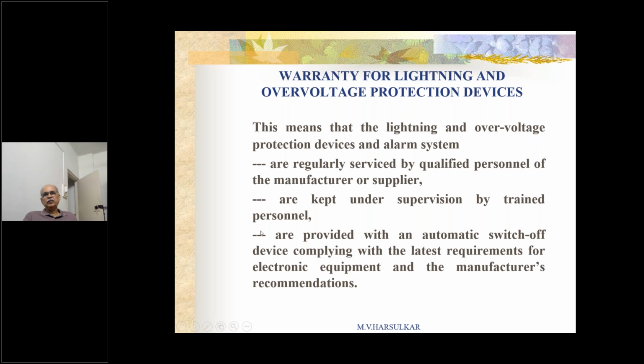And they are kept under supervision by trained personnel, and are provided with an automatic switch off device complying with the latest requirement for the electronic equipment and the manufacturer's recommendation. So these three should be there in the voltage protection. At least we can check what is within the insured premises, the over voltage protection device. Lightning arrestor, again that is the problem.